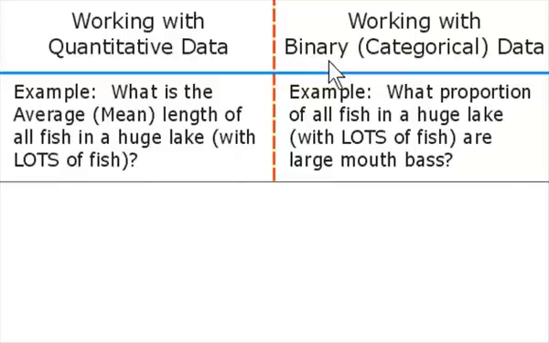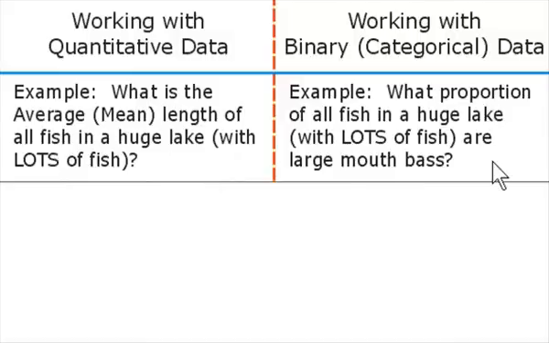But let's suppose you want to know what is the average length of all fish in a huge lake with lots of fish. You will be measuring each fish in your sample. So this will be quantitative data. The population mean represents the typical data value for the entire population. A confidence interval will give us an idea of its value.